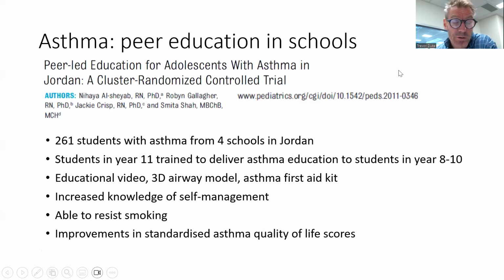The other thing about asthma that has been proven is that if you teach a child properly about their asthma, then their control of their asthma will be much better. I won't go through this study in too much detail, but this is a study from Jordan in the Middle East that showed that among school children, if you have older school children in year 11 who were trained to teach younger children about their asthma, so only for children who had asthma, then that was highly effective. It meant that the younger kids in year 8 and 10 had a much better knowledge of self-management of asthma. They were able to resist smoking, which is obviously an important thing for children to do, not to take up smoking, and they had improved asthma quality of life scores if they engaged in this education program within schools.